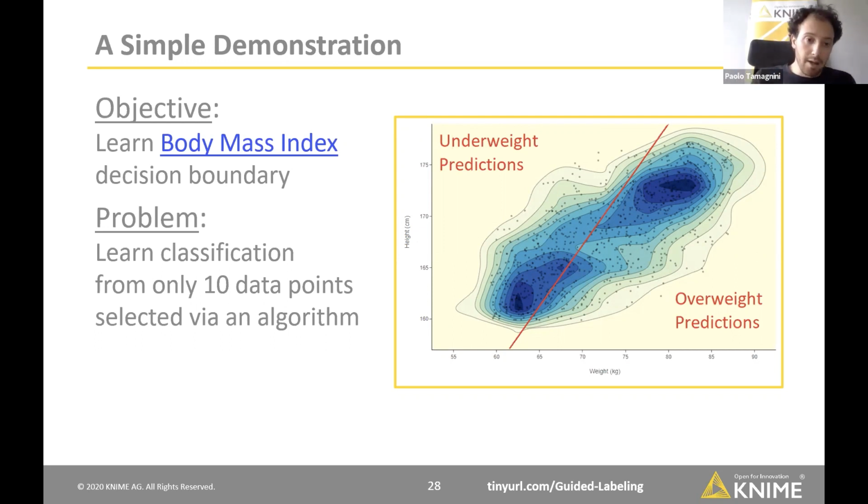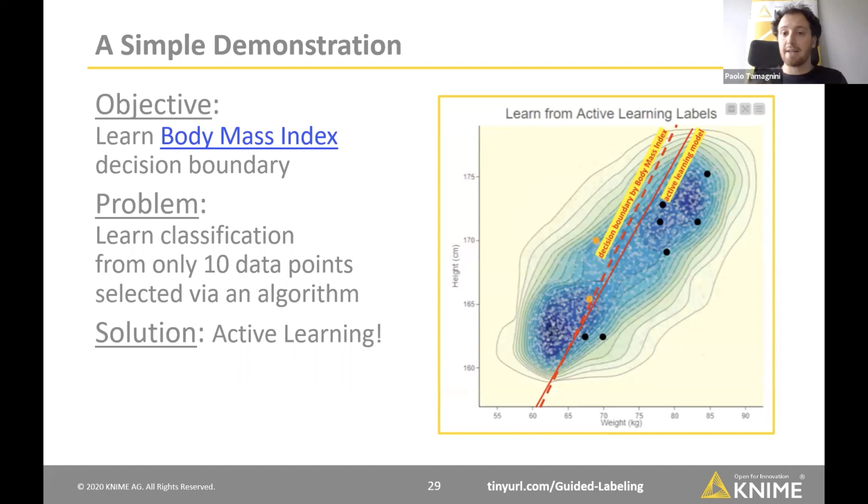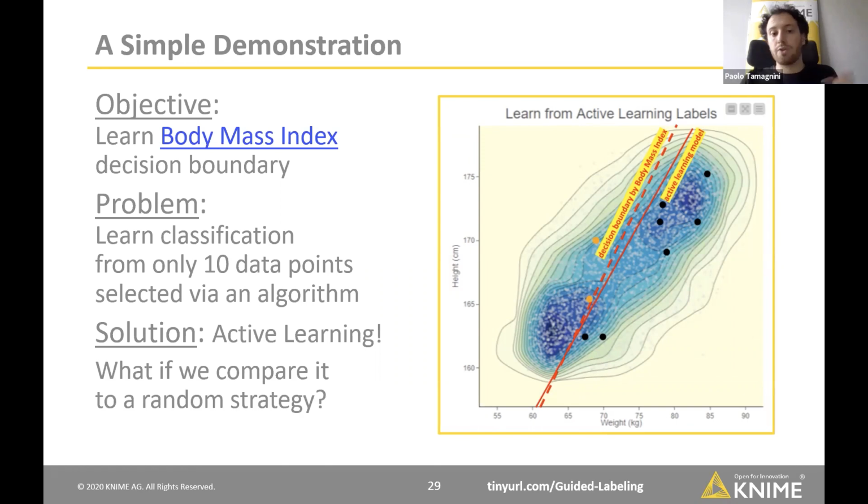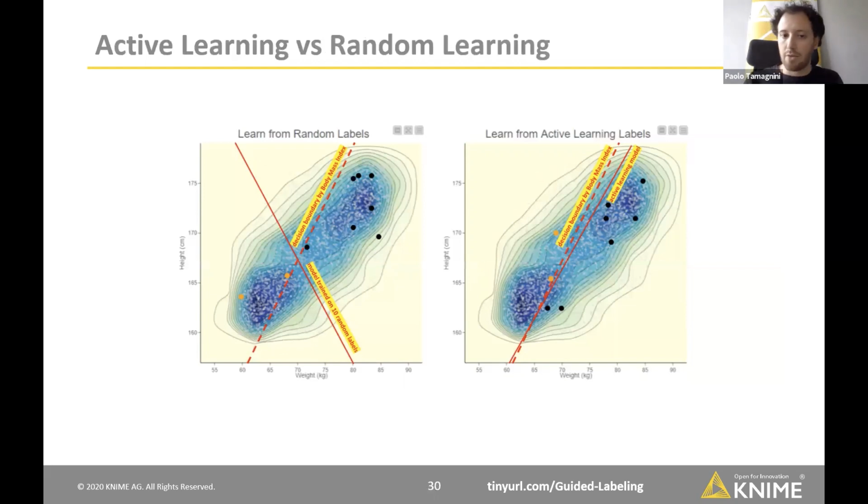So the idea is to use active learning, and with only 10 data points it can get you to a decision boundary that is actually quite close to the real one. How do we compare this? Well, we could compare with a random strategy. If you just picked 10 random data points and then trained the model, this could happen, for example: you have a model that is trained in a way that is almost perpendicular to the real decision boundary.